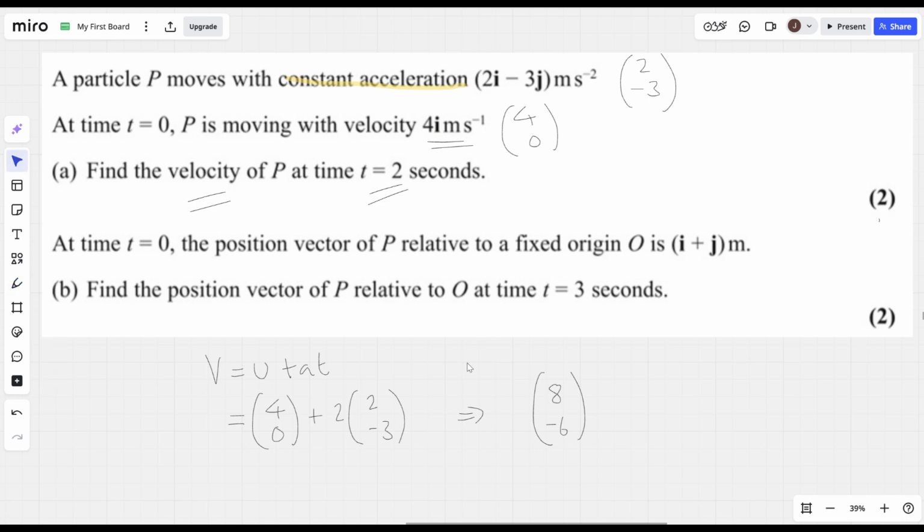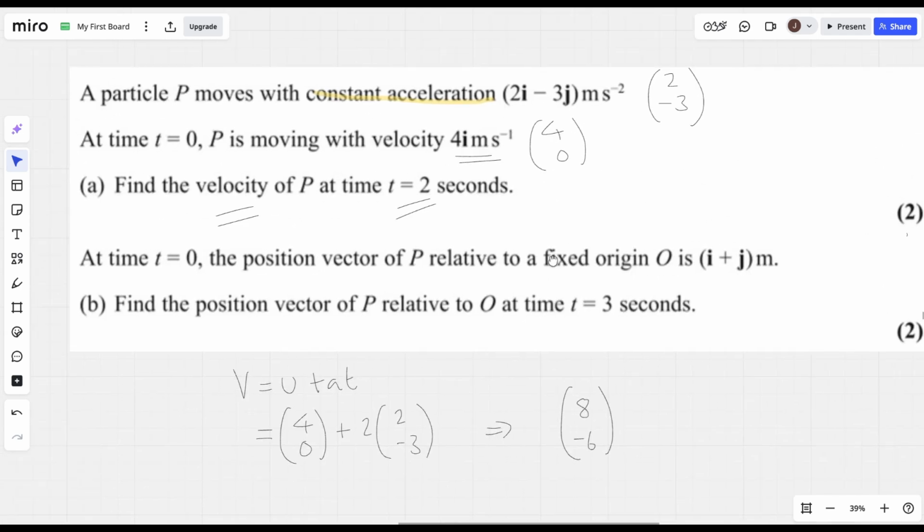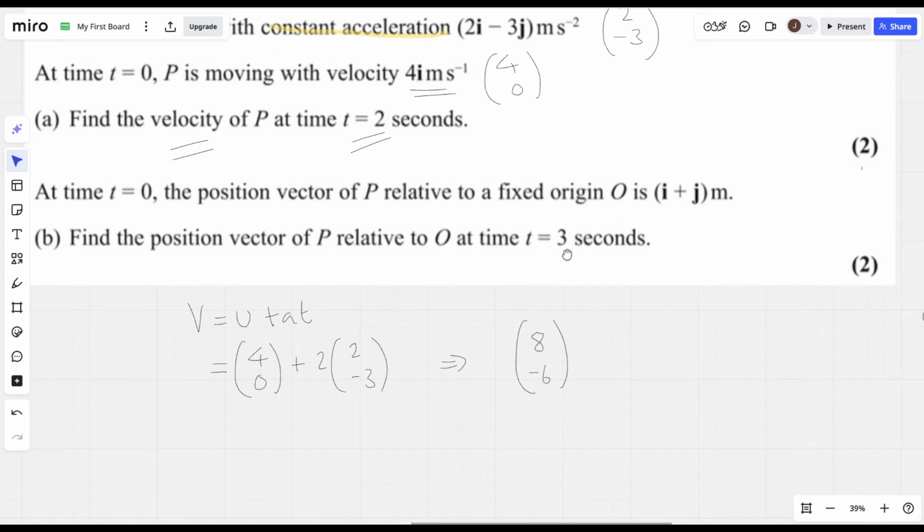How about the next one? So at time t equals 0, the position vector of P relative... Okay, I need to read this again. So, right, it's the same particle. They're saying that at the start it was at (1, 1). It was up here somewhere. And we know the velocity is (8, -6). Imagine the particle kind of going something like that, to the right and down, (8, -6). So it wants to know where it is after 3 seconds.